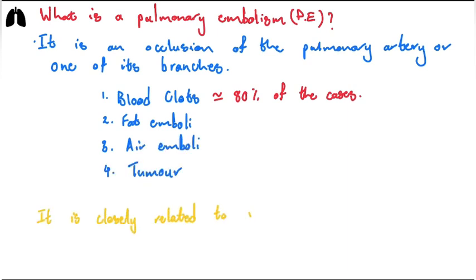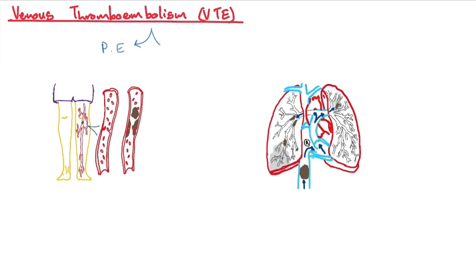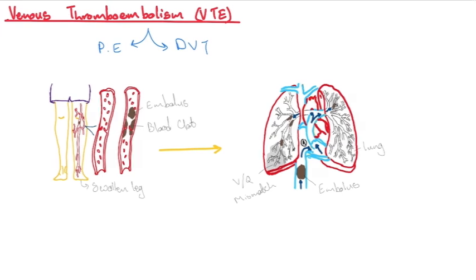It is closely related to VTE, short for venous thromboembolic disease. Venous thromboembolism includes PE and a DVT, short for deep vein thrombosis, where the deep veins are occluded by a blood clot, usually in the lower extremities. The clot is formed in the lower extremities and breaks into an embolus. The embolus then travels to the right side of the heart via the venous system, eventually reaching the pulmonary circulation, where it causes a PE. This results in ventilation-perfusion mismatch, which can result in an array of symptoms, some of which we will discuss later.